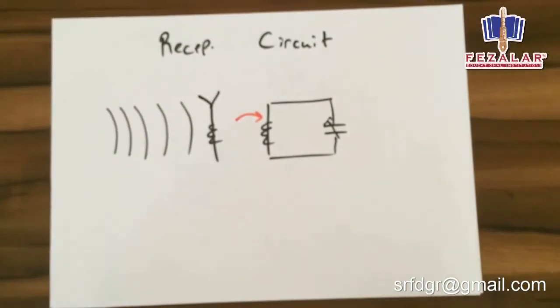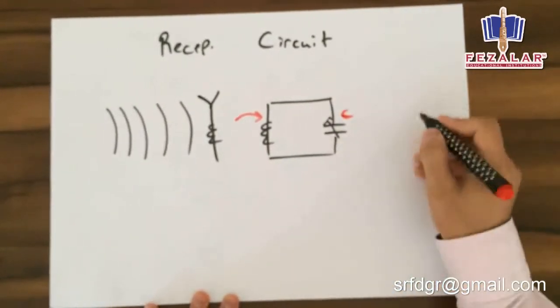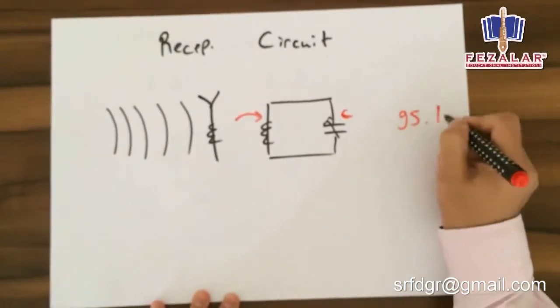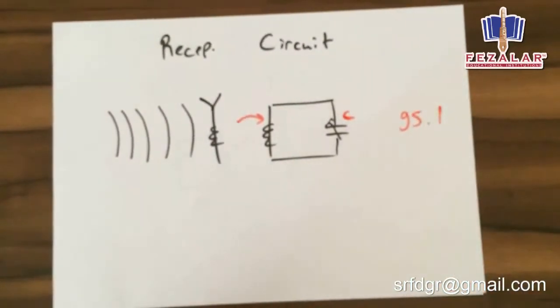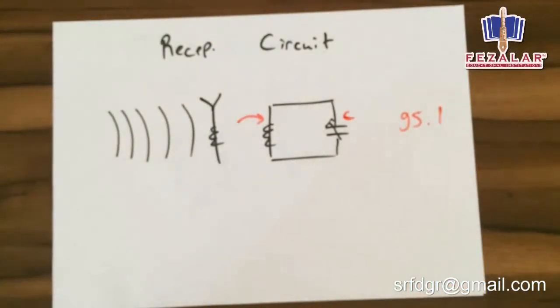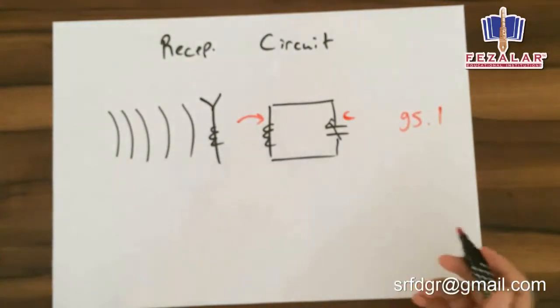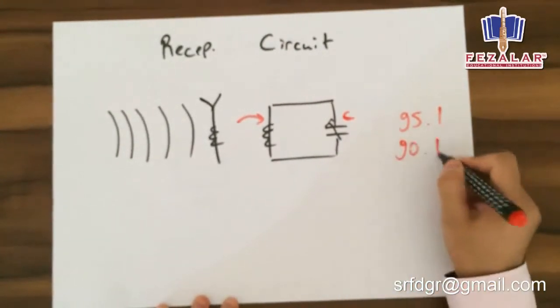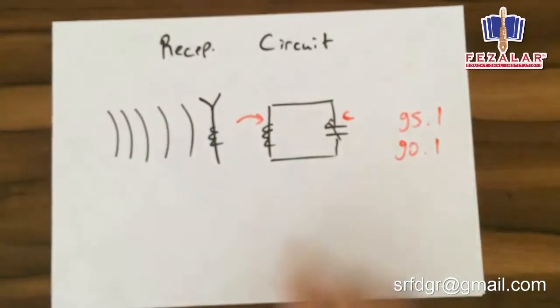For example, if we want to listen to radio Sabah, we will change the capacitance of the capacitor, so we will set the frequency to 95.1, I can't remember, 95, 98, like that. So you can listen to radio Sabah, all the latest music and all the latest themes. Or if you want to listen to FM, you will set 90.1 by changing the capacitance, and you can listen to your radio.